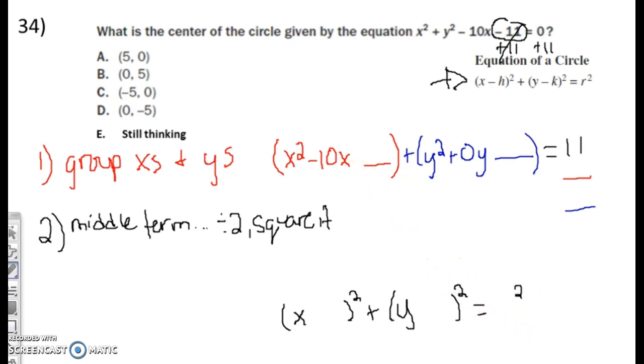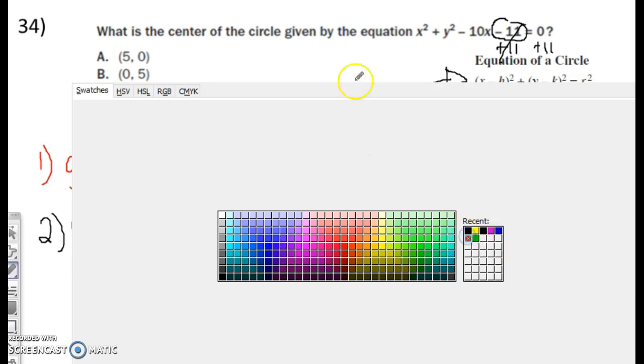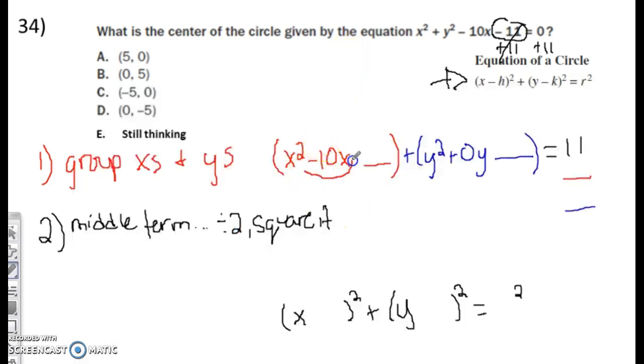Okay, so now I'm going to do a little bit of work to get to that ultimate goal. So I'm going to take this middle term here, this negative 10. I'm going to divide it by 2, which is negative 5. That's actually what's going to go down here. And then I'm going to square it, which is 25, and that's what I'm going to add to each side up here.